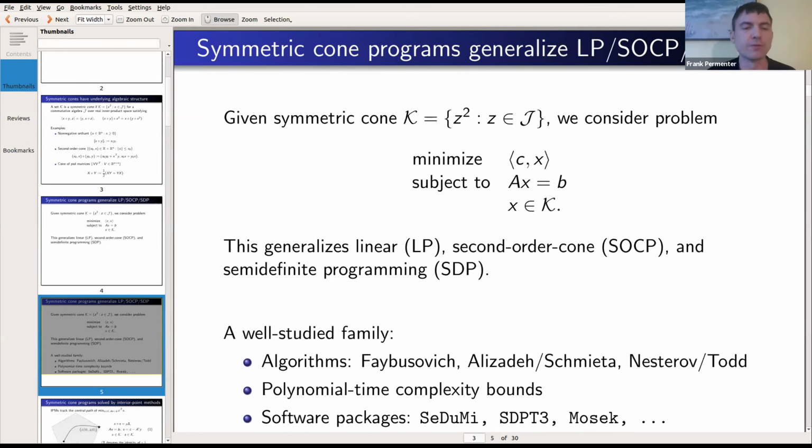Okay, so in this general form, symmetric cone programs are well studied. We have nice, elegant algorithms. We also have polynomial-time complexity bounds. And finally, we have software packages implementing these nice algorithms. So symmetric cone optimization has this trifecta of nice things: we have elegant algorithms, theoretical efficiency, and practical implementability. Okay, so how do these algorithms work? What is actually implemented in these software packages?